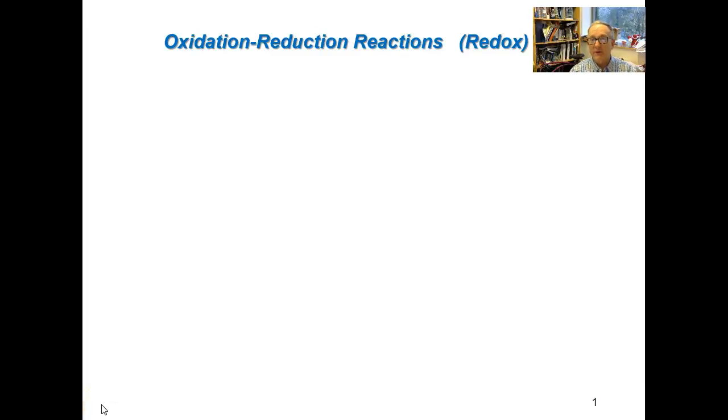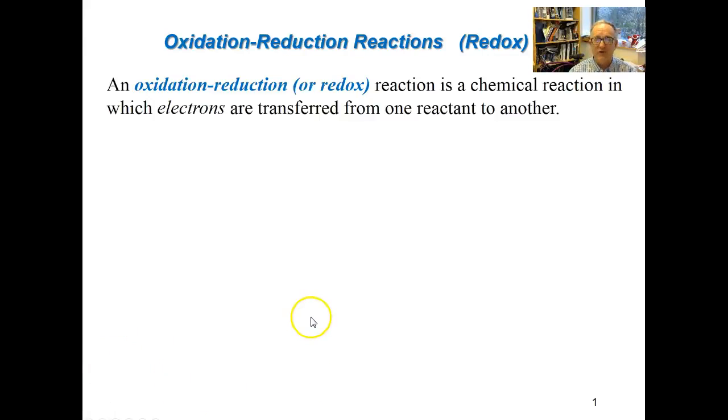Let's talk about another type of reaction, another classification of reaction. These are known as oxidation reduction reactions, or redox reactions. Just like we have precipitation reactions and acid-base reactions, we also have redox reactions. Not everything's a precipitation, not everything's an acid-base, not everything's a redox reaction. But what is a redox reaction?